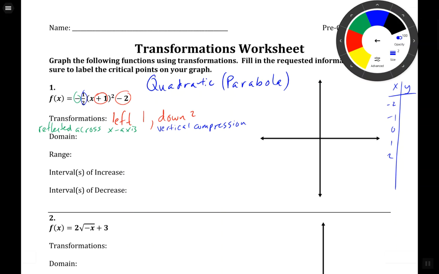All right, so I'm going to put in -2. What's -2 plus 1? -1. Right? What's -1 squared? 1. What's 1 times -1/2? -1/2. What's -1/2 and -2? -2.5.